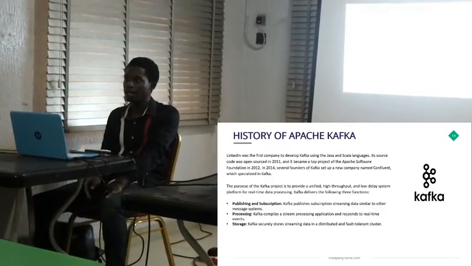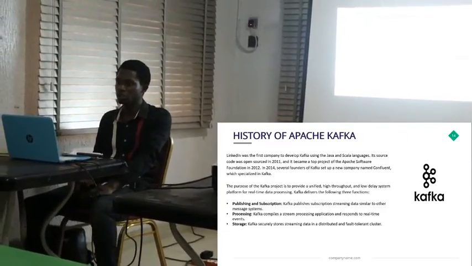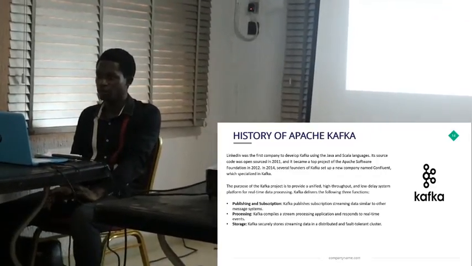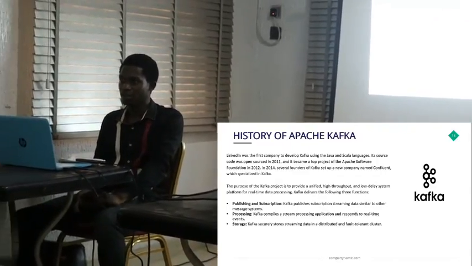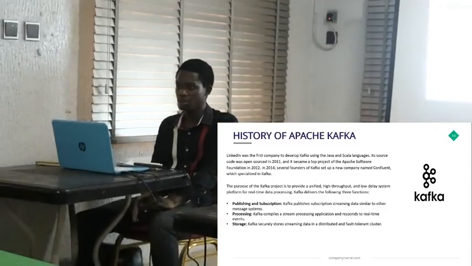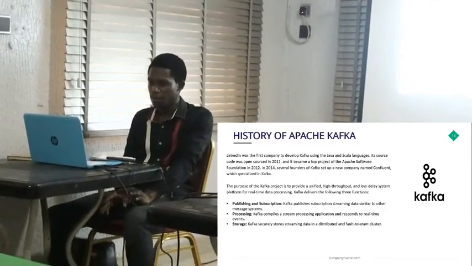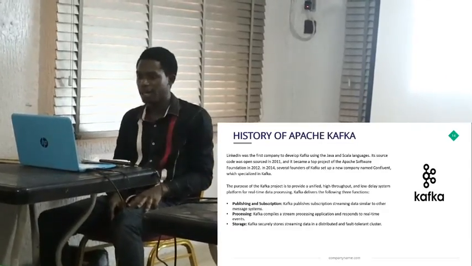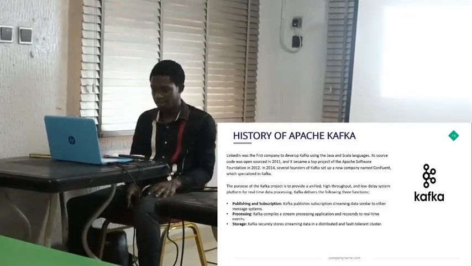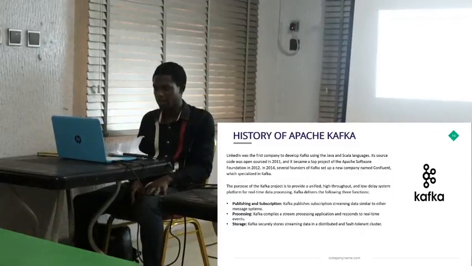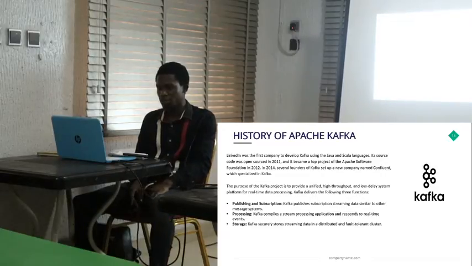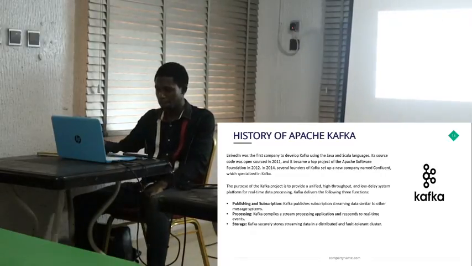Before, Kafka was an open source project, but right now it's owned by Confluent. It's like a commercial product. It's no longer purely an open source project. The purpose of the Kafka project is to provide a unified, high throughput and low delay platform for real-time data processing. Kafka delivers the following three functions: publishing and subscription, processing, and storage.